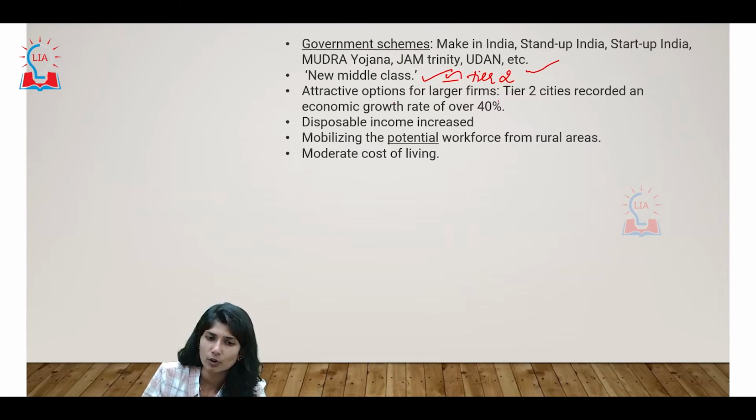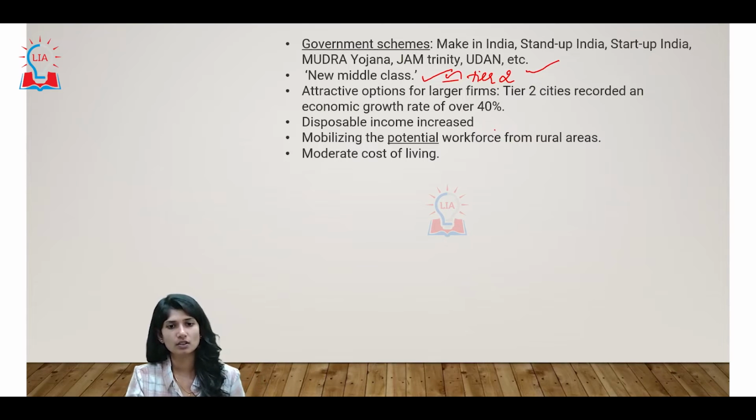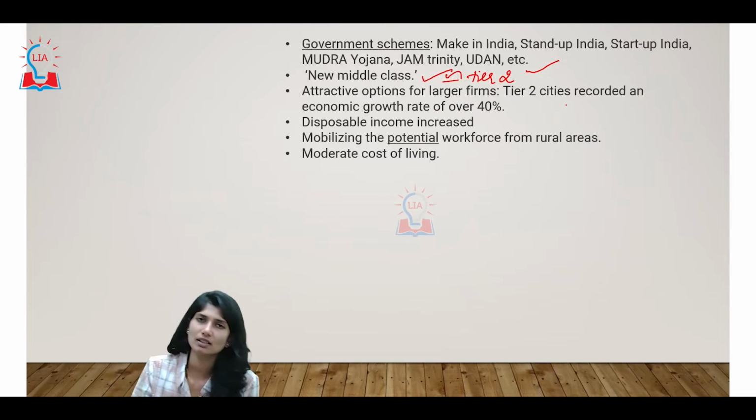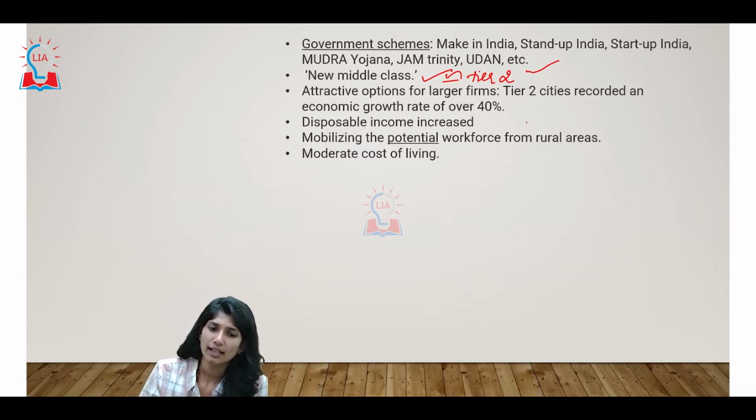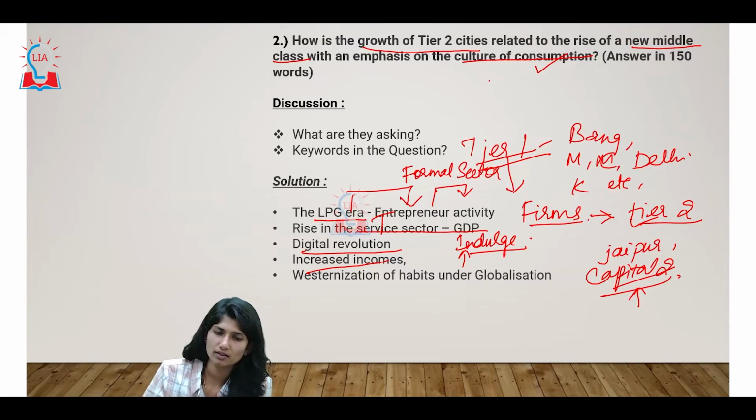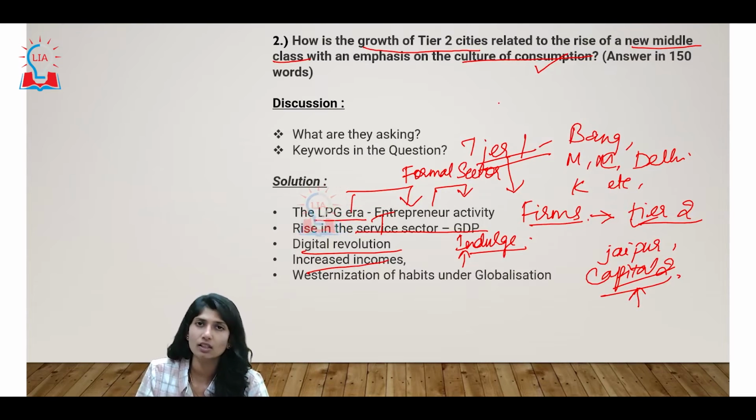Attractive options for larger firms will be an advantage. It's a win-win situation for both the firms and us, by which we mean the common people. Now the economic growth rate will increase, along with all the associated growth. Again, with anything there is an associated pro and con. In here, you mention the pros, because mostly pros, you don't mention any negatives at all. Here they have asked about the growth of Tier 2 cities, related to the rise of the middle class, with an emphasis on the culture of consumption.